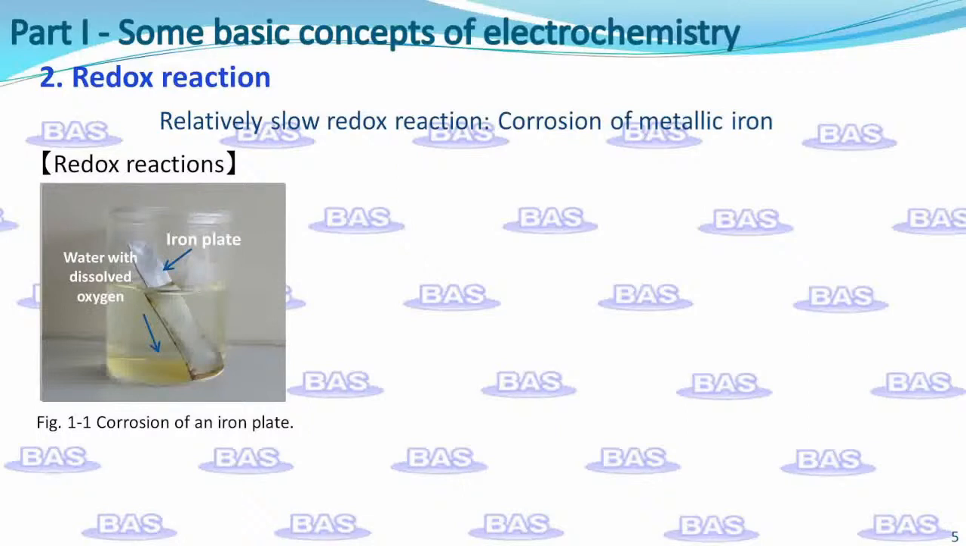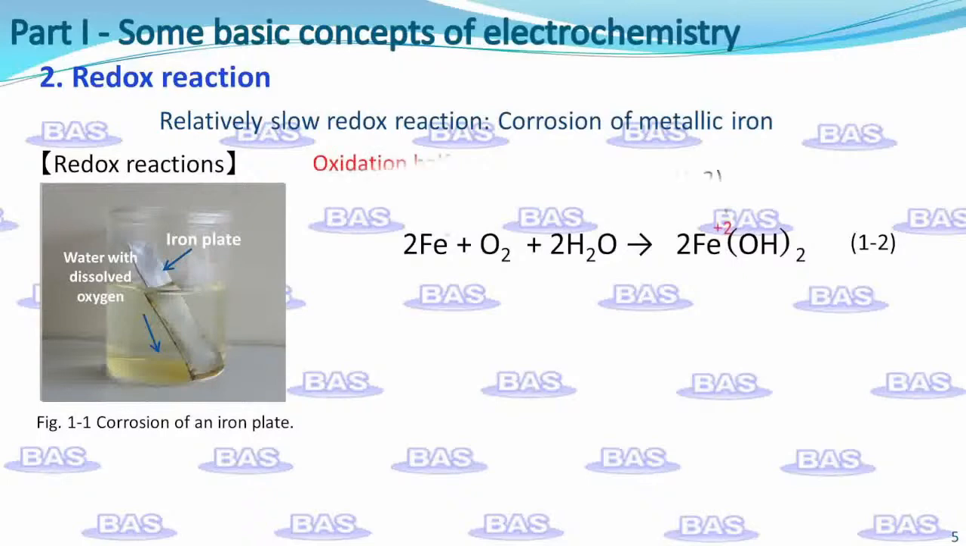This reaction is similar to the phenomenon that normal iron products are exposed to air and water, and corrosion occurs naturally. The reaction at this time is given by this equation. This is a reaction in which iron is oxidized while oxygen is reduced, and the iron is converted to iron hydroxide. These reactions can theoretically be divided into two half reactions.